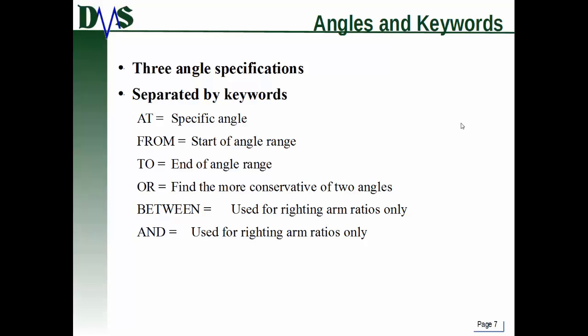Because their meanings and their usage change depending on the application. The information that you see on your screen is just generic information. When you say the keyword at, that's a specific angle, whereas from and to are the start and end of an angle range. When you're using the keyword or, what you're telling GHS is find the more conservative of two angles. The keyword between is only used for righting arm ratios, and the keyword and is used for righting arm ratios only as well. So those two are also paired angles.